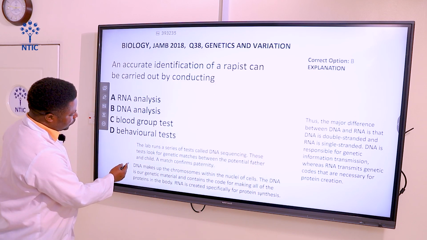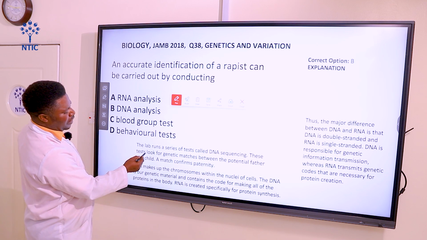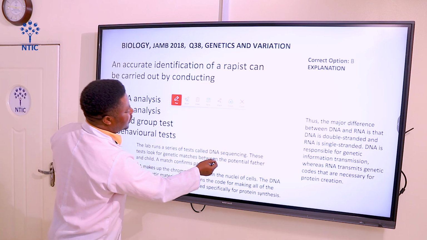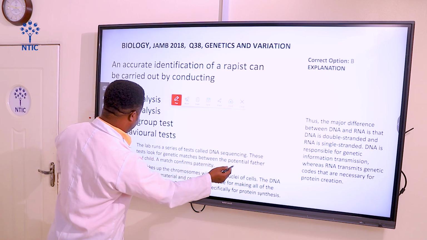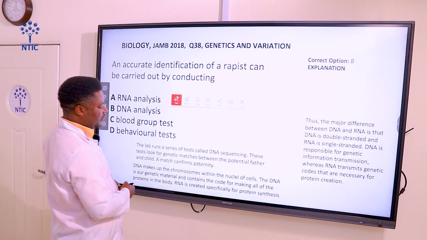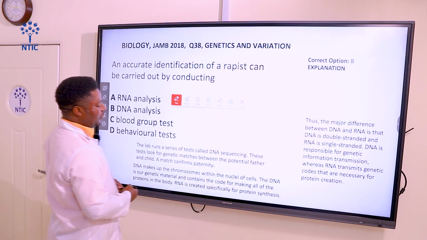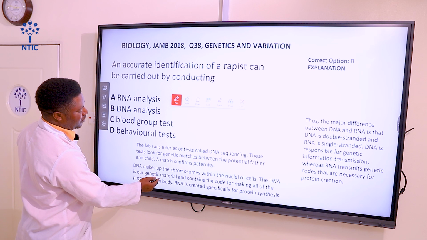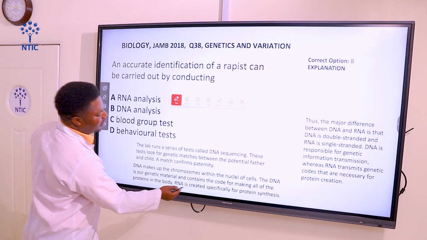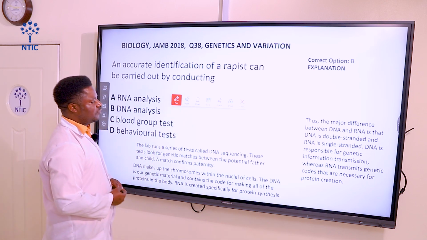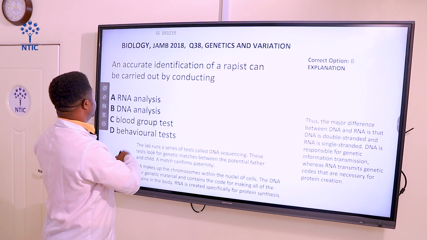Now, if you look here, we said the lab runs a series of tests called DNA sequencing. These tests look for genetic matches between the potential father and the child. A match confirms the paternity. DNA makes up the chromosomes within the nuclei of cells. The DNA is our genetic material and contains the code for making all the proteins in the body. RNA is created specifically for protein synthesis. So the correct answer to this, as we said initially, is B, which is DNA analysis.